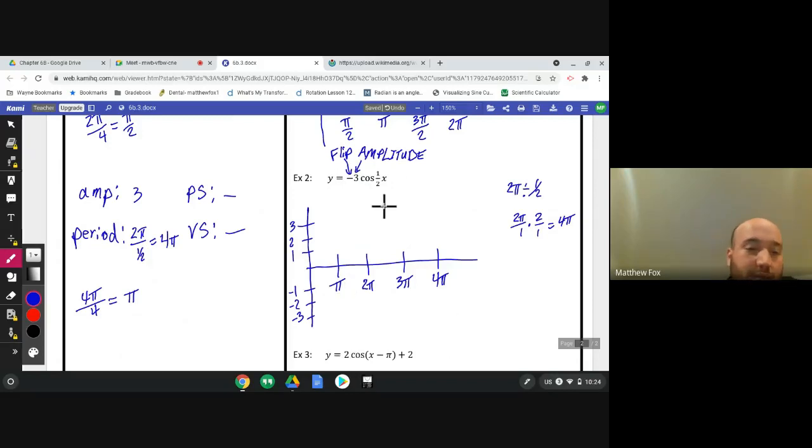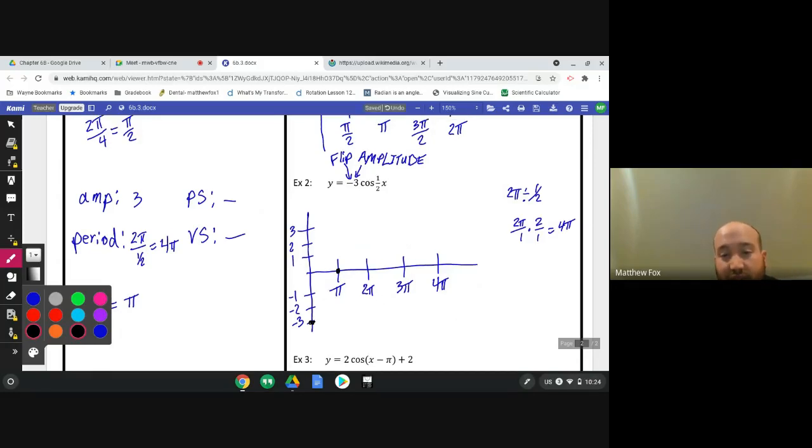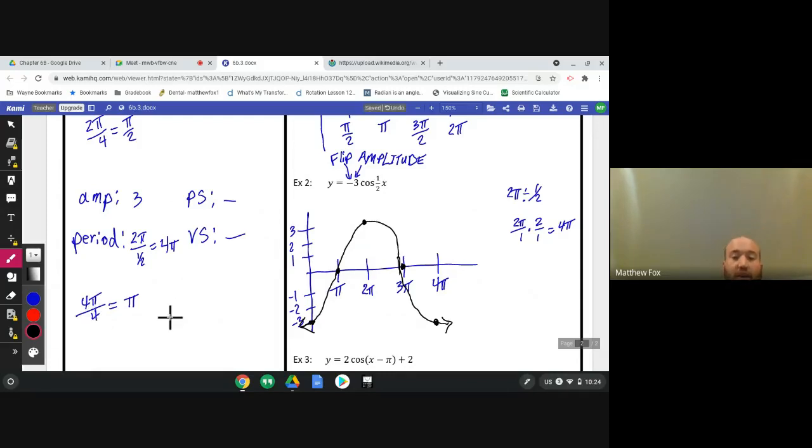So 1 times -3, we'll start down here at -3. 0 times -3 stays at 0. -1 times -3 becomes +3. 0 stays at 0. And 1, once again, is down here at -3. And we draw that in. Oops, that's not my best drawing, but it will do. And we are done.